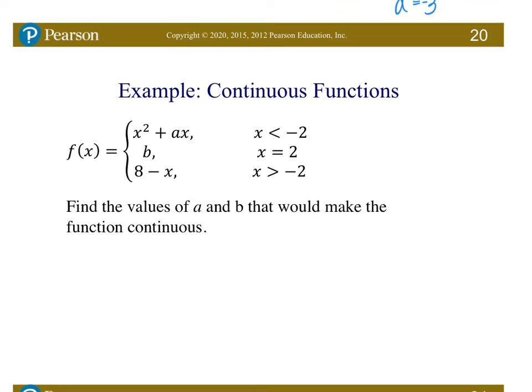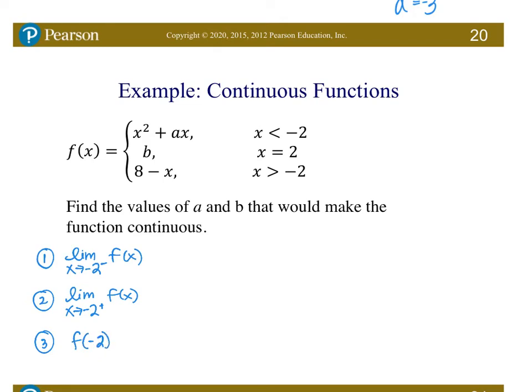Here's another question. Find the values of a and b that would make the function continuous again. All right, well, we'll set up our 3 steps. So step 1, the limit as x approaches, this time negative 2 from the left. Step 2, the limit approaching negative 2 from the right. And f of negative 2 altogether. And you know what, there's a typo. I'm just noticing there should be a negative sign right there.